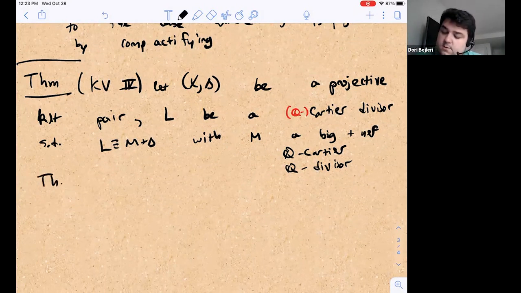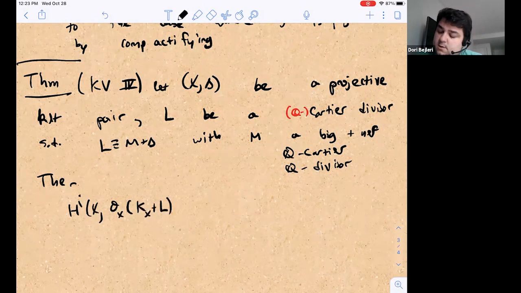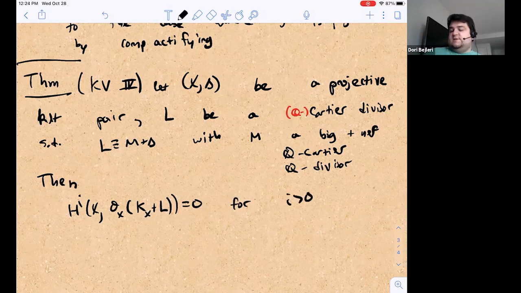Then H^i(X, O_X(K_X + L)) equals 0 for i greater than 0. So this is the version that we'll actually use over and over again because we'll be working with KLT pairs.